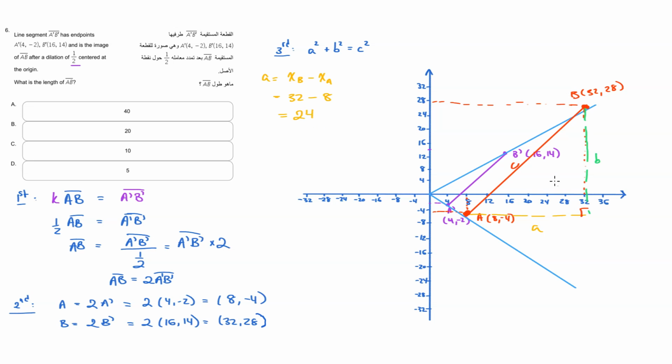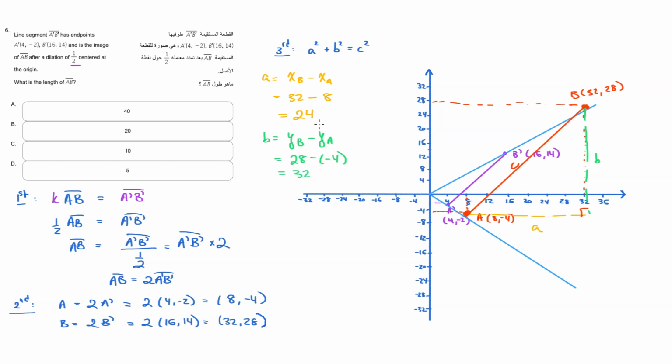Now how about that green side B? Well, I'm going to do the same thing, but it's in the Y direction. You say YB minus YA. And again, you can just count how many squares. If I'm going from -4 all the way to 28, that's going to be 32 spaces. But if you want to just rely on the equation, that's totally fine. So you would get 28 minus -4, which is 28 plus 4, which is 32.